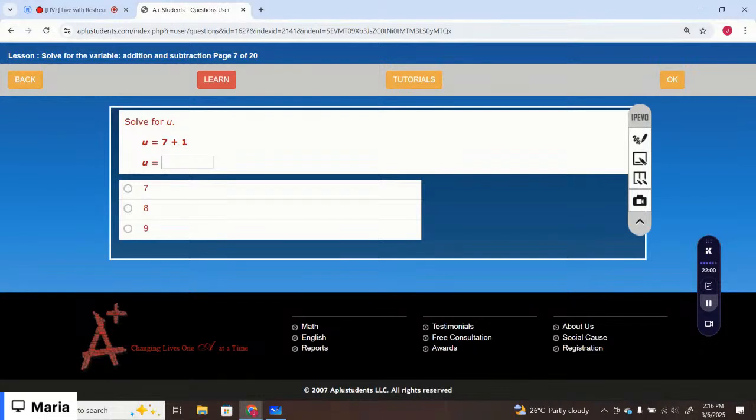So now u equals 7 plus 1. So which is the correct option? That is u equals 8. Option number 2 is the correct option.